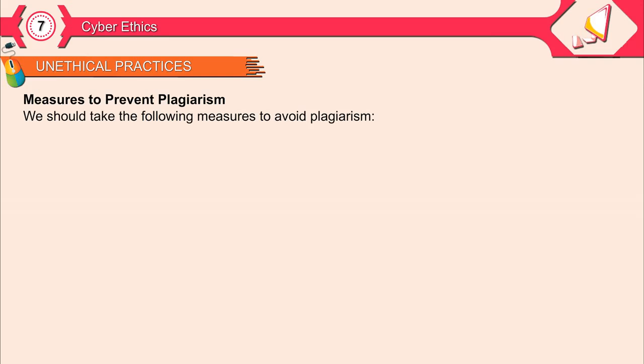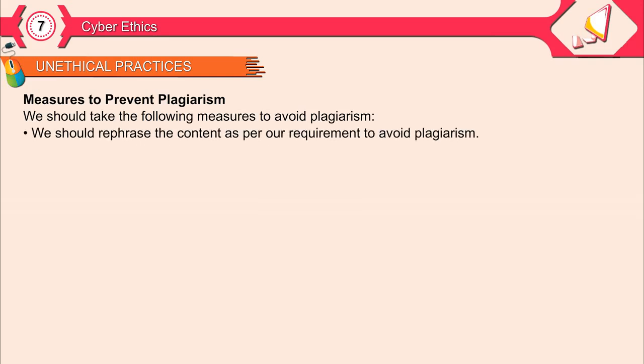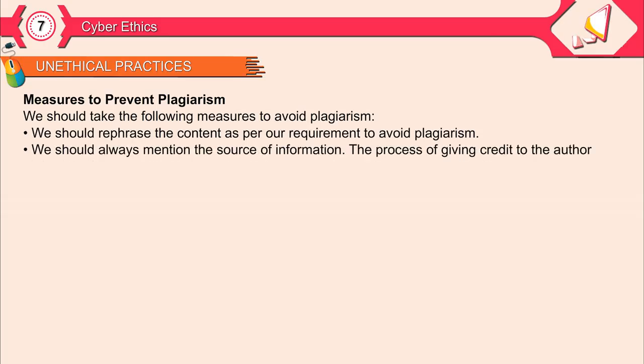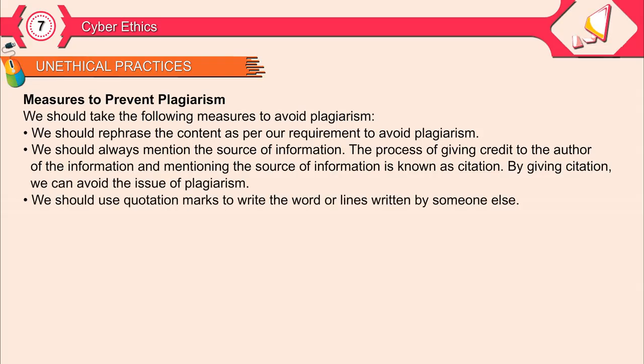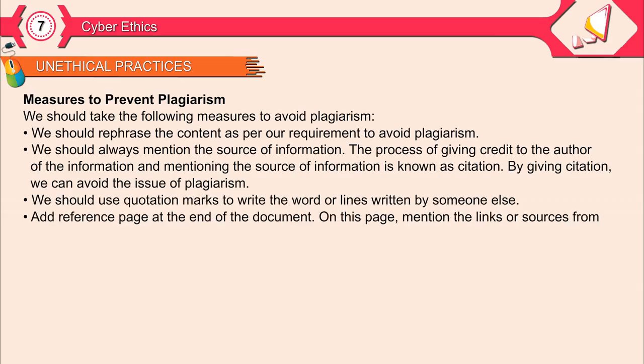Measures to prevent plagiarism. We should take the following measures to avoid plagiarism. We should rephrase the content as per our requirement to avoid plagiarism. We should always mention the source of information. The process of giving credit to the author of the information and mentioning the source of information is known as citation. By giving citation, we can avoid the issue of plagiarism. We should use quotation marks to write the words or lines written by someone else. Add a reference page at the end of the document. On this page, mention the links or sources from where we have taken information.